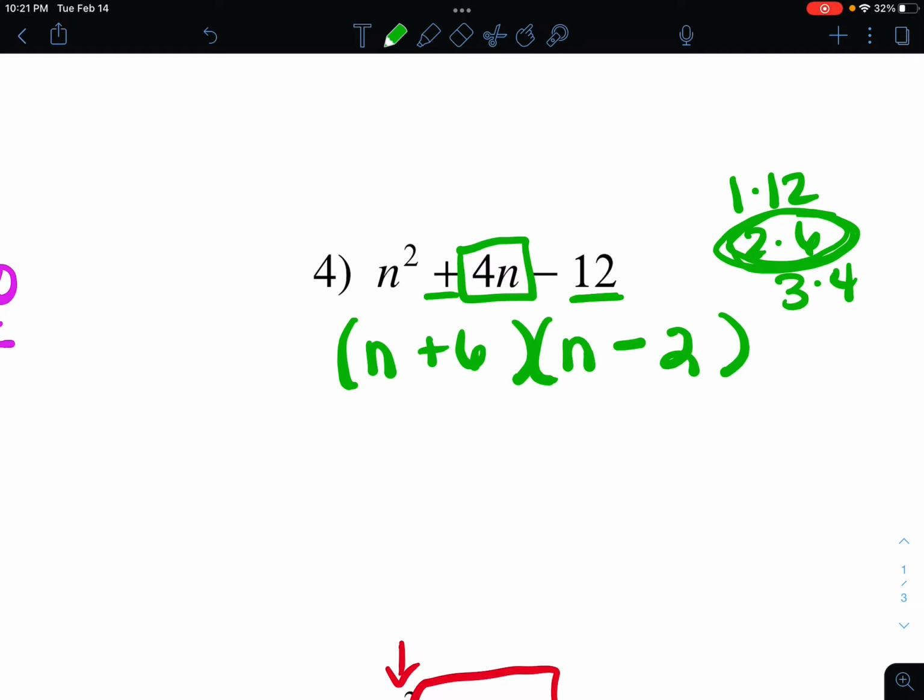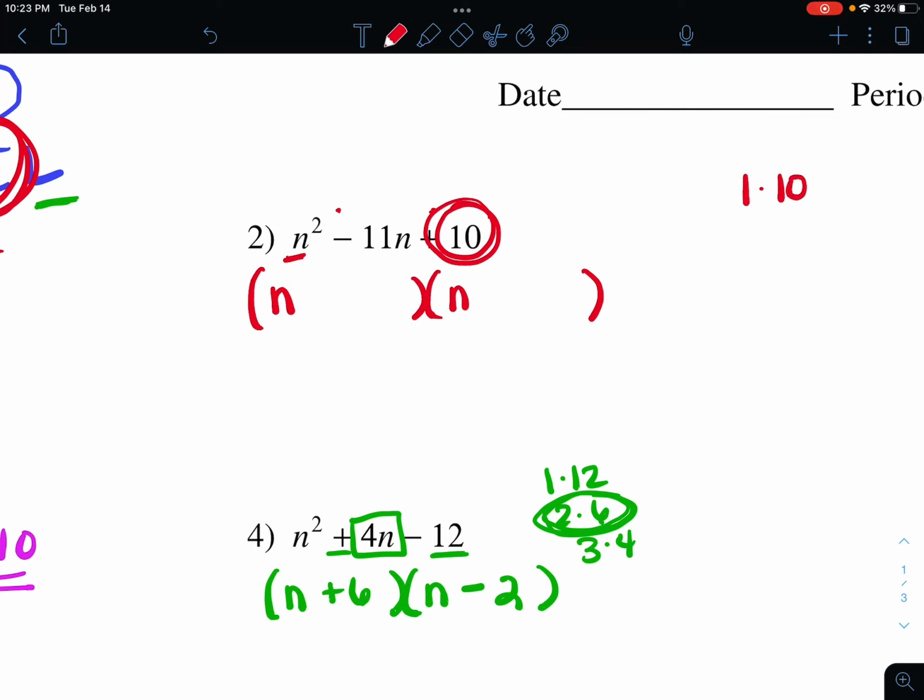Because if I were to do my 2 parentheses, again, my n squared is going to become an n and an n. I know that my 2 numbers have to multiply to equal 10. So it's either going to be 1 times 10 or 2 times 5. But they need to multiply to equal a positive 10, but they're going to have to add up or subtract to equal a negative 11. Right? So it's not going to be 2 and 5, right? 2 plus 5 is 7. 2 minus 5 is negative 3. So it's not going to be that. It's got to be the 1 and 10.